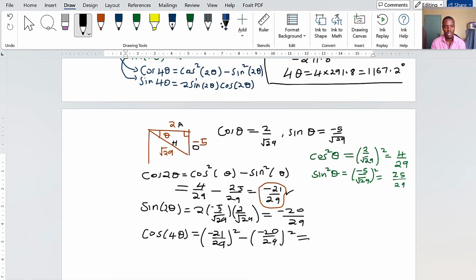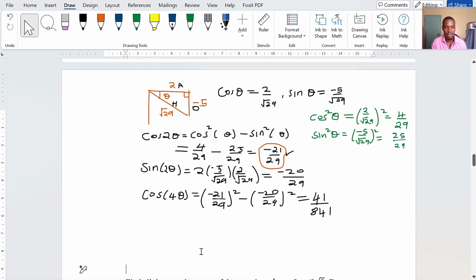When you work this out with your calculator, we have the bracket negative 21 over 29 squared minus the bracket negative 20 over 29 squared. And then I get 41 over 841. Now let me do the next part.